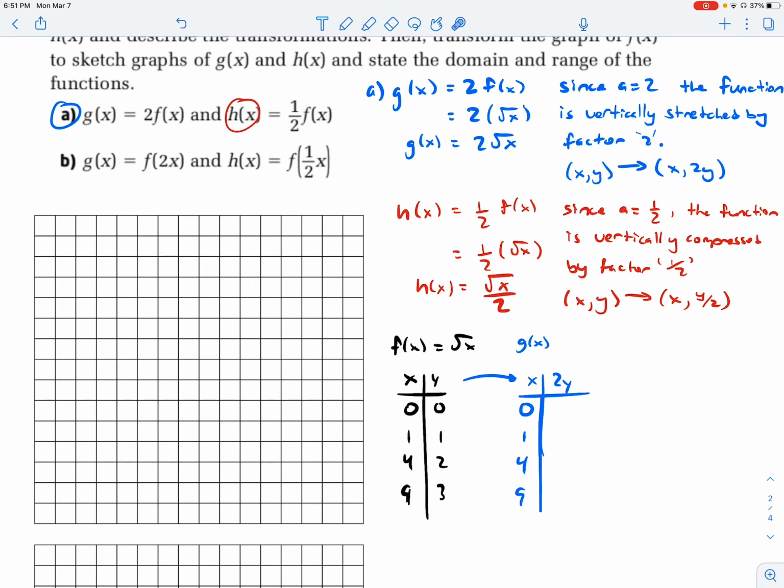So I'm going to take these here and I'm just going to multiply them by 2, like we can see there. So 0 times 2 is still 0. 1 times 2 is 2. 2 times 2 is 4.